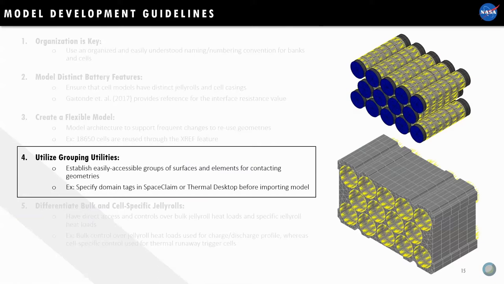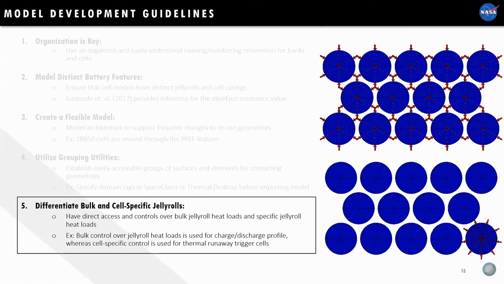For our fourth guideline, we emphasize using grouping utilities. It's important to establish easily accessible groups of surfaces and elements for assigning both contactors and heat loads. For example, here we use domain tag sets in SpaceClaim and Thermal Desktop, but of course, there are similar features in other modeling software. We use them to assign the groups for the contactors between the cell casing and the interstitial foam, which you can see over on the right portion of these slides. We also use domain tag sets to have control over the cell jelly rolls for the heat load application.